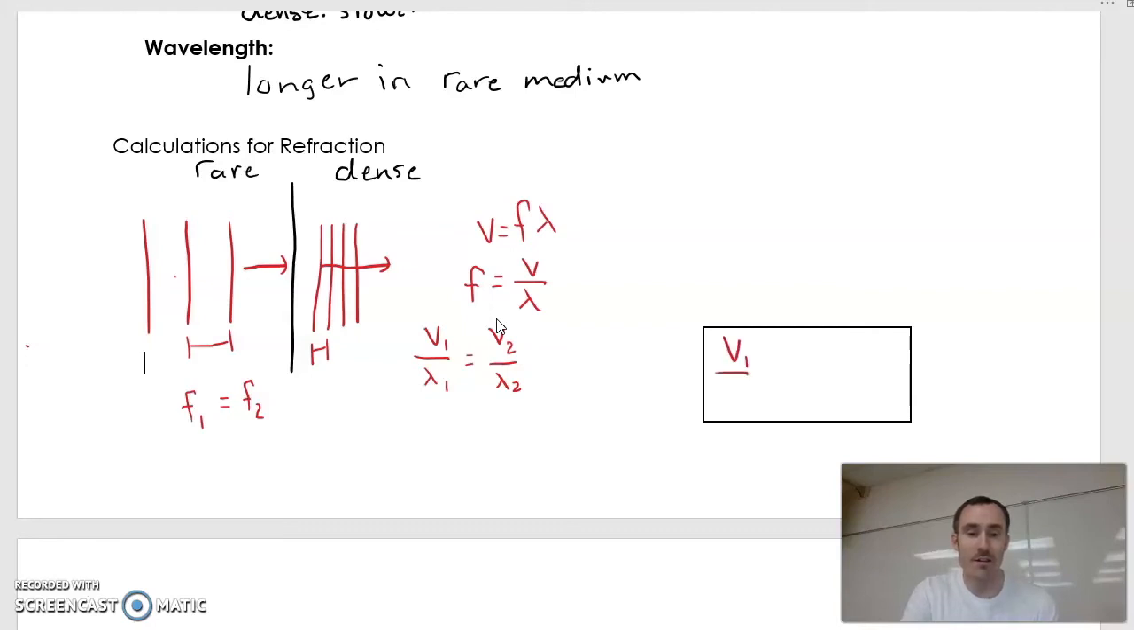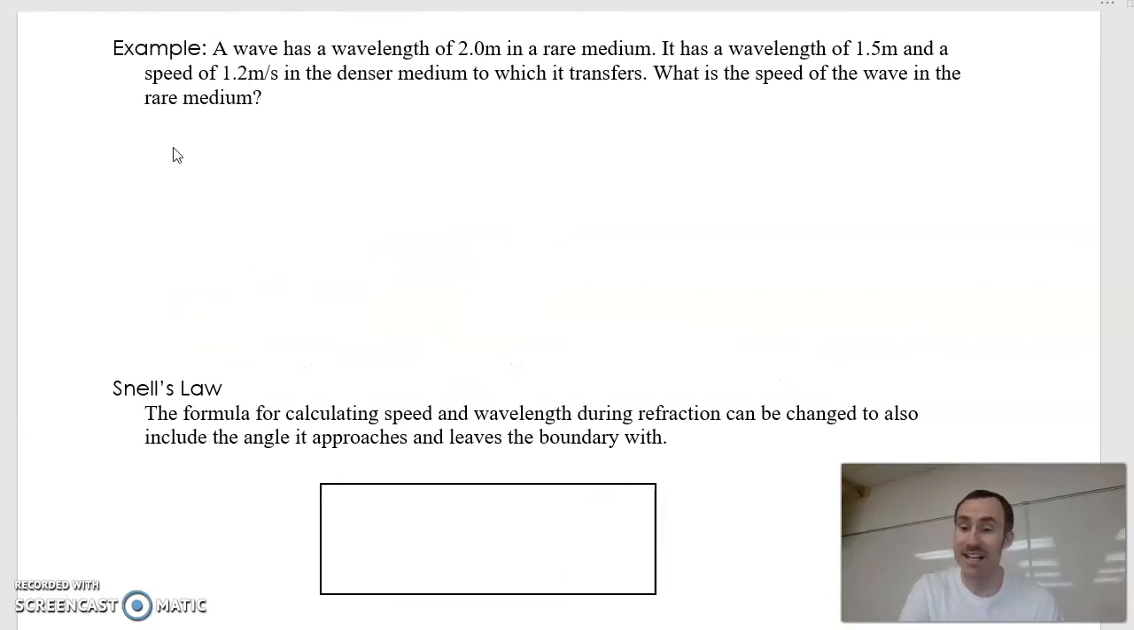v1 over v2 equals λ1 divided by λ2, or wavelength 1 divided by wavelength 2. So what this says is that whatever the ratio is for the speeds, it's the same ratio for the wavelengths. So if v1 is twice as big as v2, that means λ1 is going to be twice as big as λ2. So let's take a look at an example here.